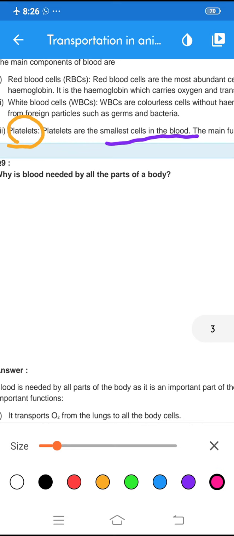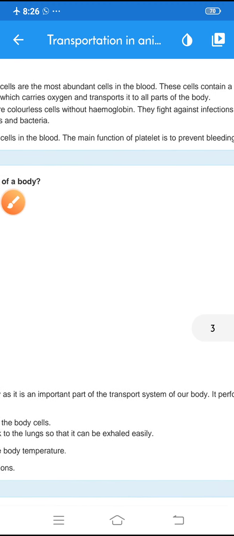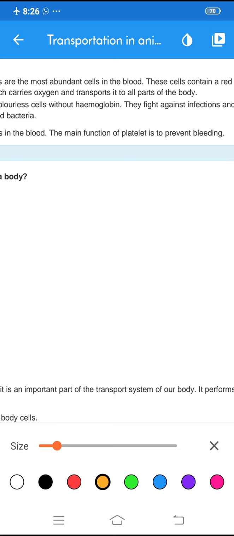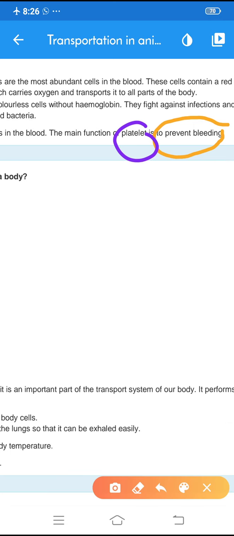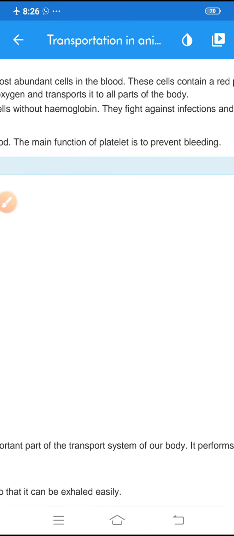What do they do? The main function of the platelet is to prevent bleeding. You have to remember this. When you fall down, you get an injury and blood starts coming out. It continuously flows, but within one or two minutes the blood clots. That clotting process takes place due to the presence of platelets. So platelets play a very important role in preventing bleeding.